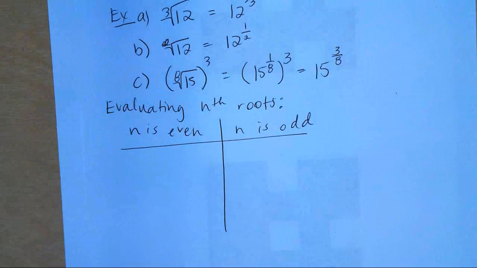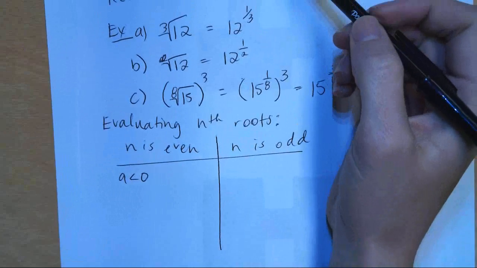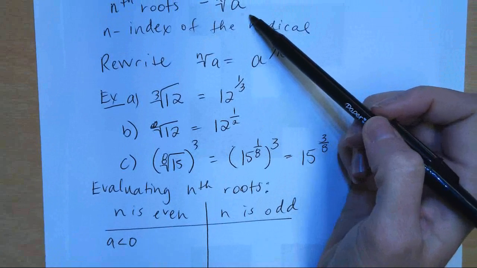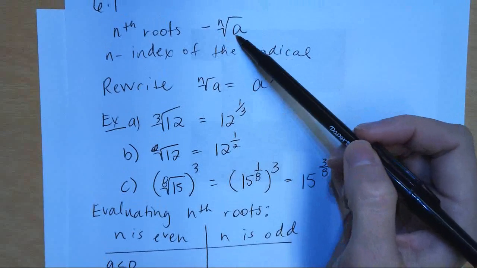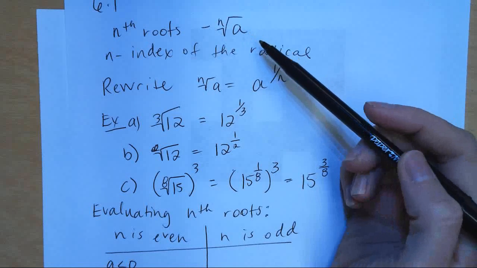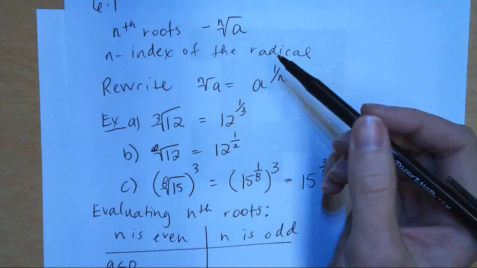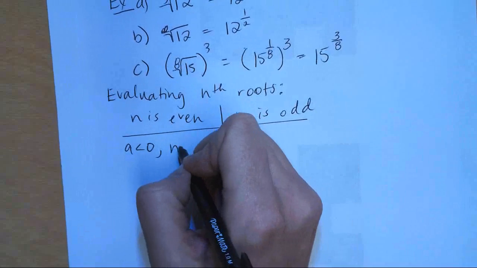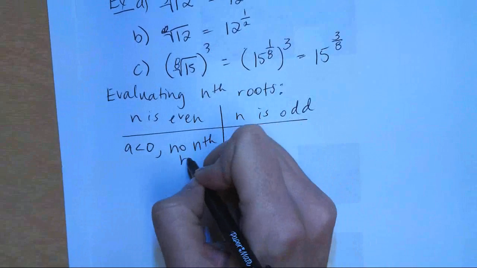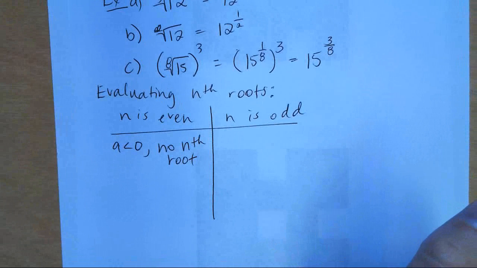Okay, if n is even and a is less than 0, so remember a is what's inside the radical sign. If a is negative and you have an even root, like the square root of -4, what happens with that? We get imaginary solutions. So what we're going to say is there's no nth root. There is a root in the imaginary system, but there's no root in the real number system.